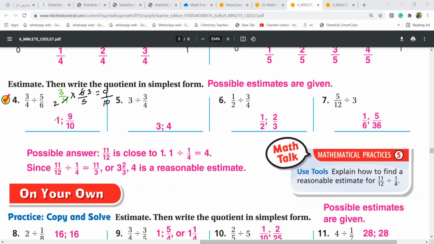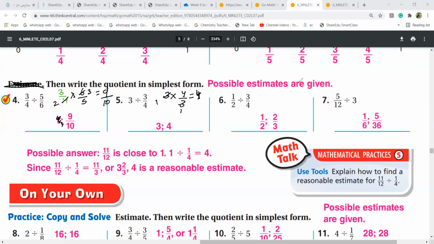Please write down 9 over 10. Don't write the estimate. There is no estimate. I will not do this. Next. Copy 3, multiplication, 4 over 3. 3 and 3 cancel. Your answer is 1. I know I'm fast, but this is very simple.